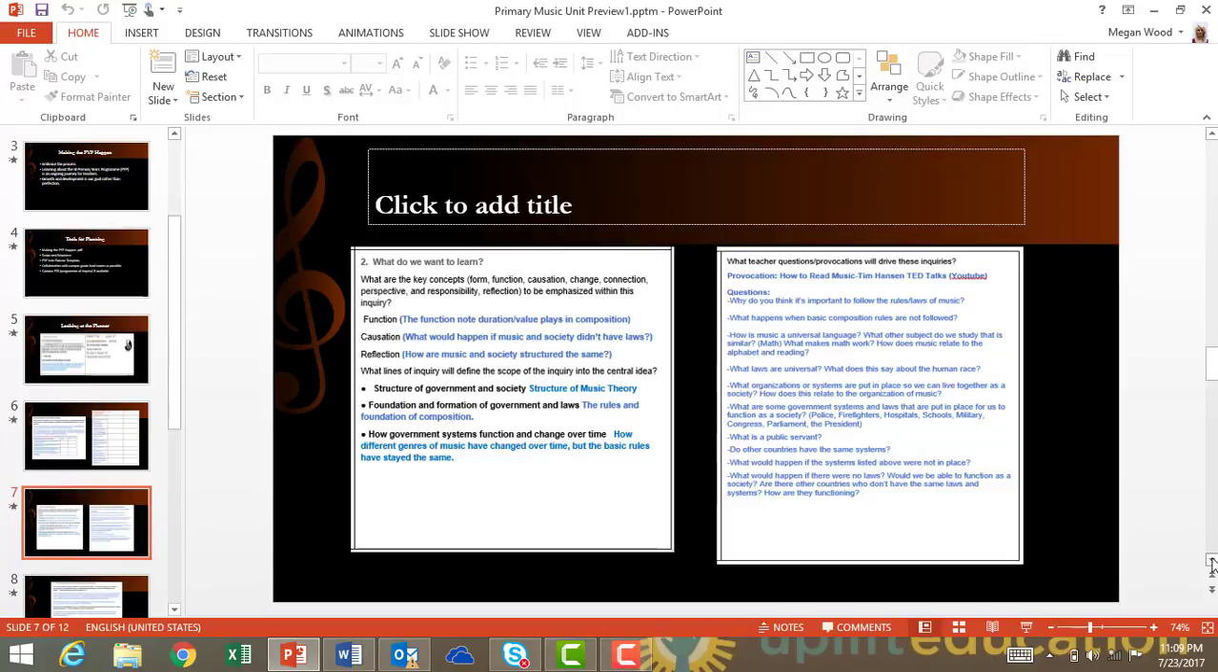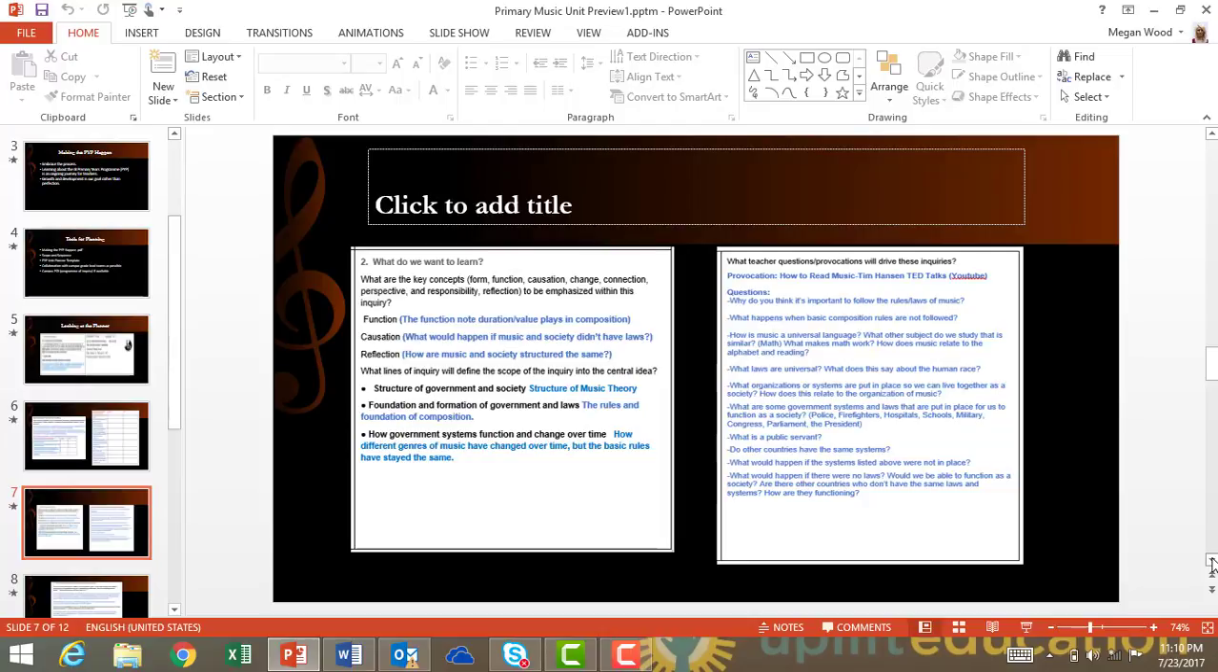So next, say the first one I picked in this example was function. And I said the function note duration / value plays in a composition. So you don't have to think too deep about this, but just find a way that you can connect these key concepts with your unit. Next, the lines of inquiry. The first one I picked was structure of government and society. To me, I related that over to the structure of music theory.